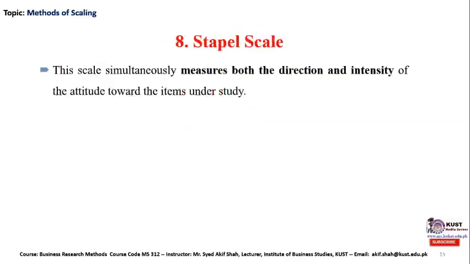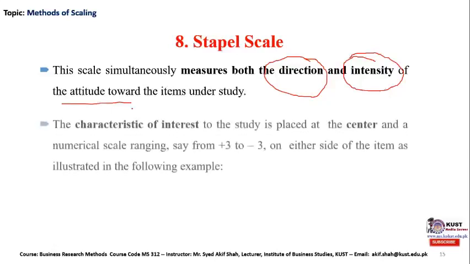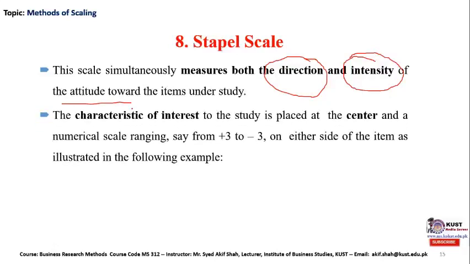Stapel scale. The Stapel scale simultaneously measures both the direction and intensity. Here, this scale not only tells about the direction of importance of the variable, but it also intensifies the attitudes toward certain items. How to collect such kind of data? We will see an example shortly.